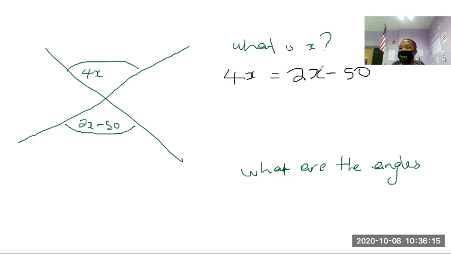So since this 2x is the only thing stopping me from having the 50, I'm going to move the 2x instead of the 4x. So minus 2x, minus 2x. Then I'm left with 2x equals negative 50. So x equals negative 25.